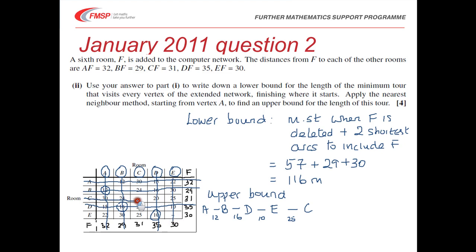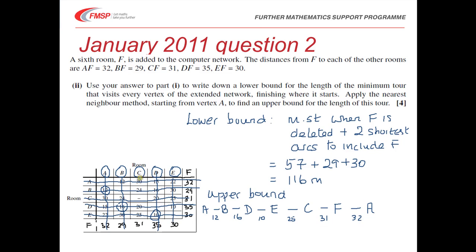So where will we go? Well, we can go to E, which is 20. Oh no, we've been to E and need to cross that out. So from C we'll have to go to F, which is a distance of 31. And the one thing that you must remember to do is that you must get back to where you started. So from F we have to go to A, and from F to A is 32.